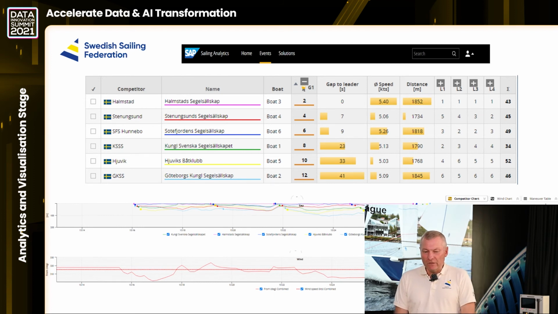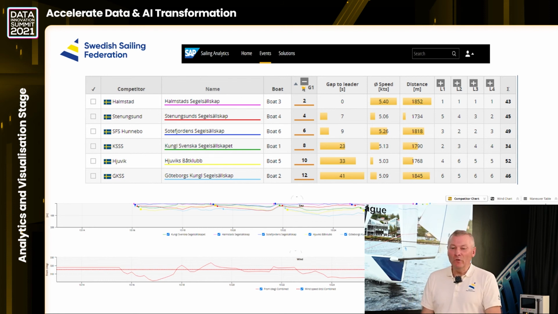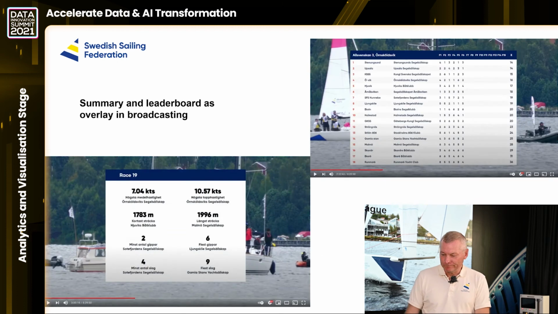The boat finishing last, Göteborg's Royal Yacht Club, sailed also almost the slowest speed, but also the longest distance. So that's not a good combination when you want to save time. So they didn't really get the good timing for the wind shifts. So this is interesting analysis that you can do and learn more and develop your tactical skills.